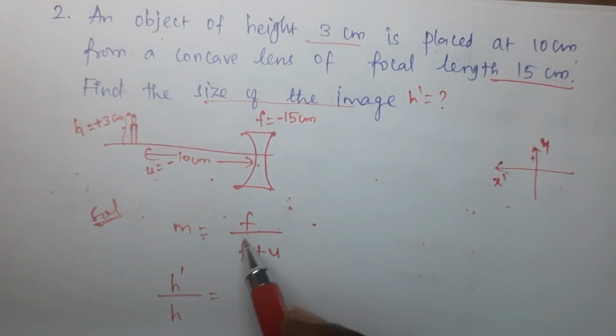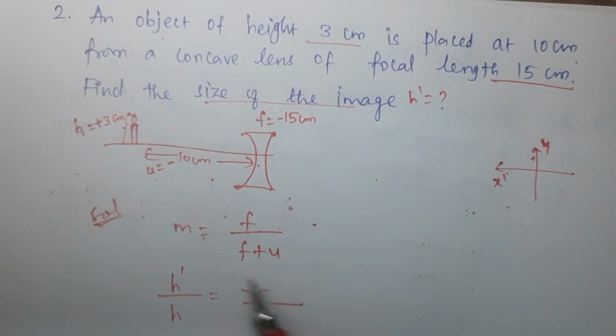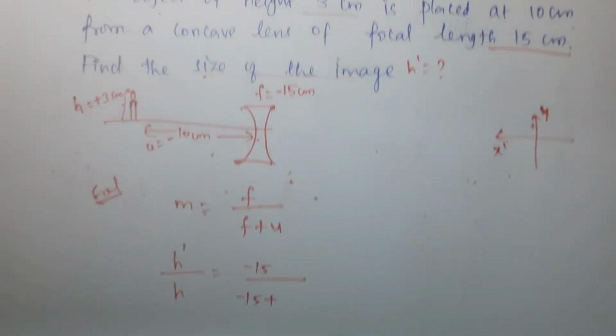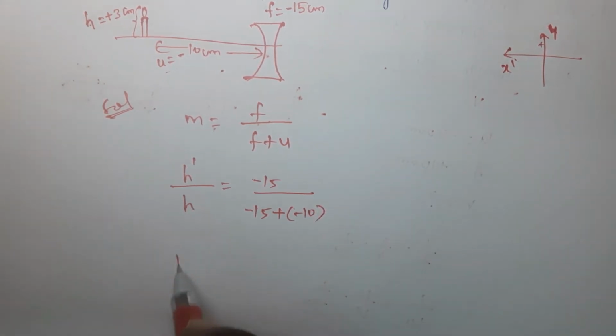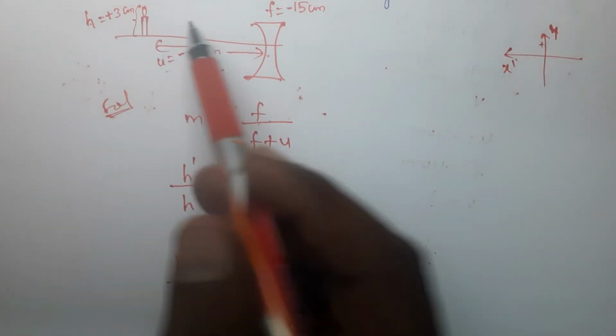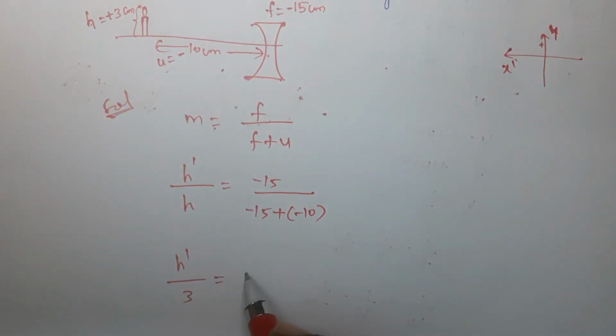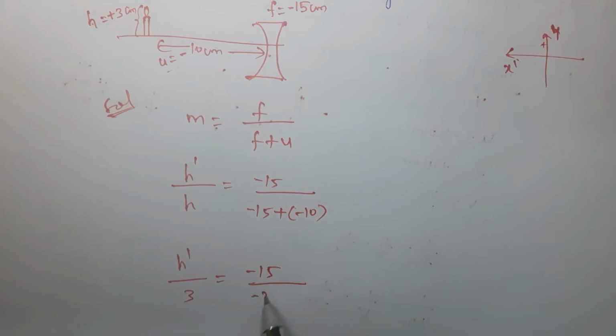h dash by h is equal to f by f plus u, where the f value is minus 15, divided by the f value again minus 15 plus u. The u value is, according to the question, minus 10, and h is the height of the object. Here the height of the object is given as plus 3 centimeter. So 3 is equal to minus 15 divided by minus 15 minus 10, which is minus 25.